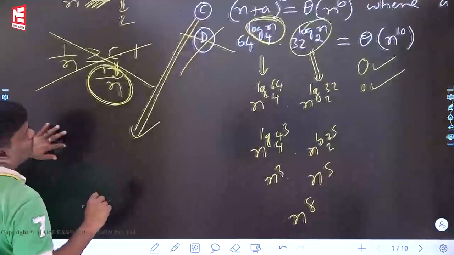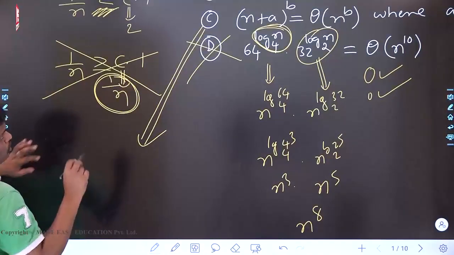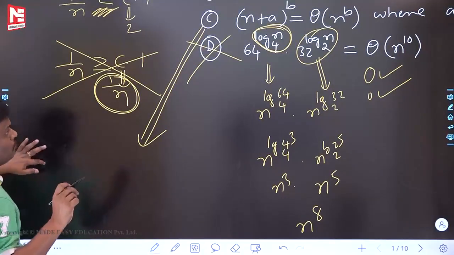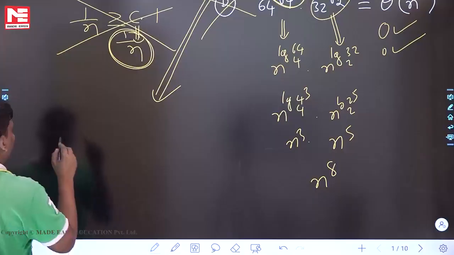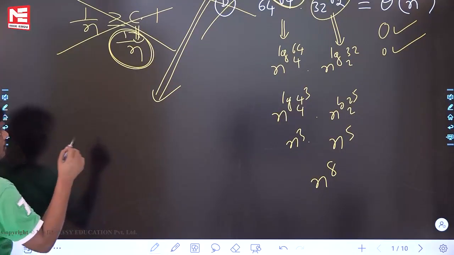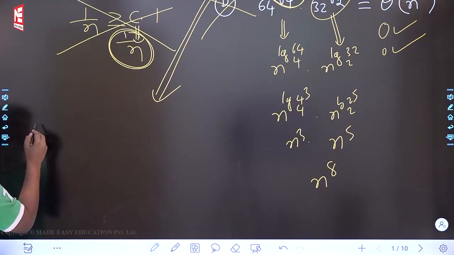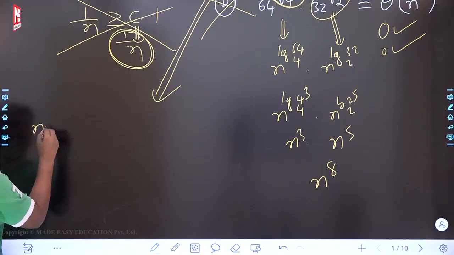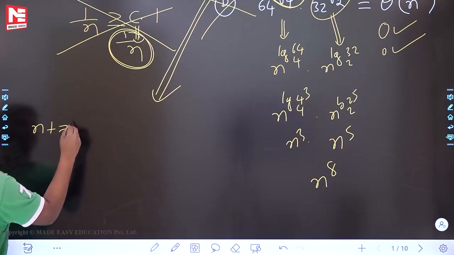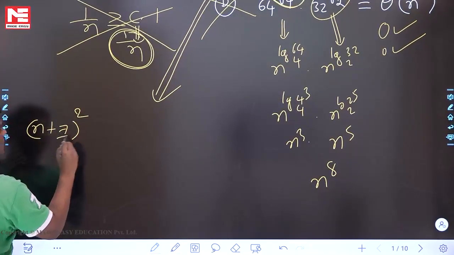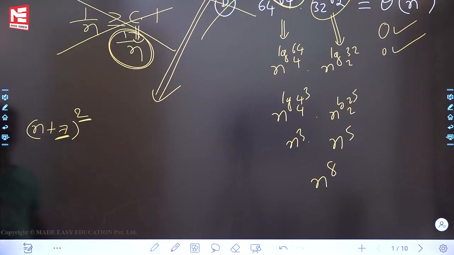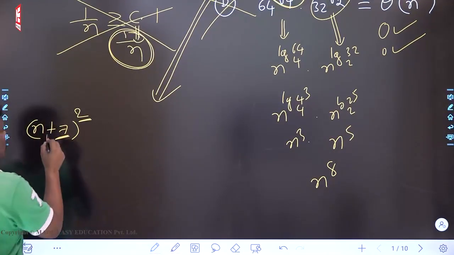Before going to give the answer for this one, let me write a few statements. Mostly you know whatever I am going to explain. If anything is new, please learn it. See this one, you know very well. N plus 7 whole square. Here 7 is a constant. Can you say what n plus 7 whole square is?